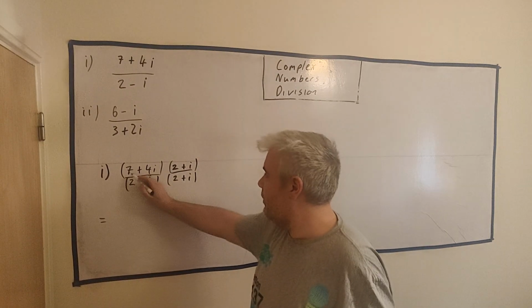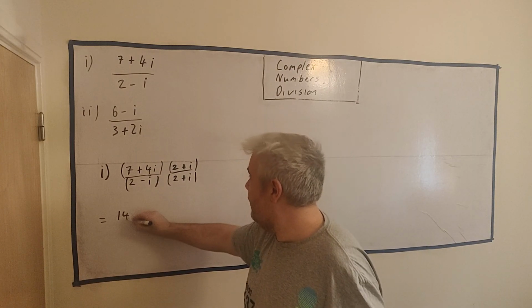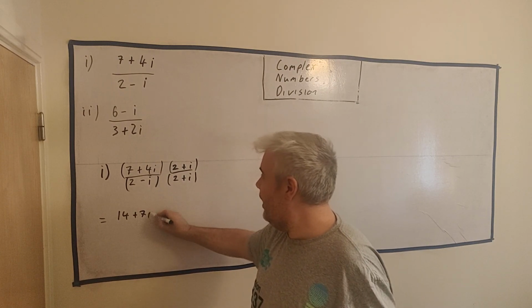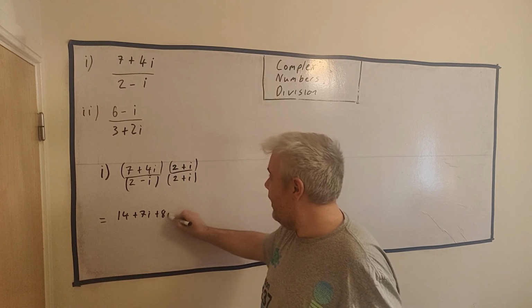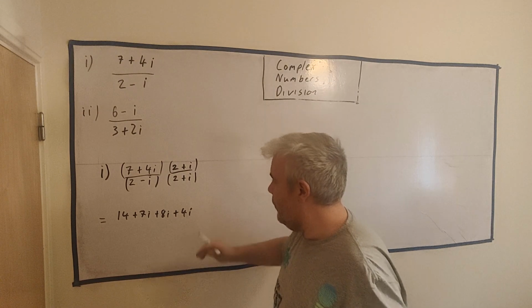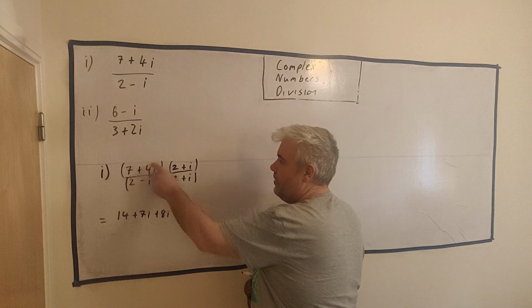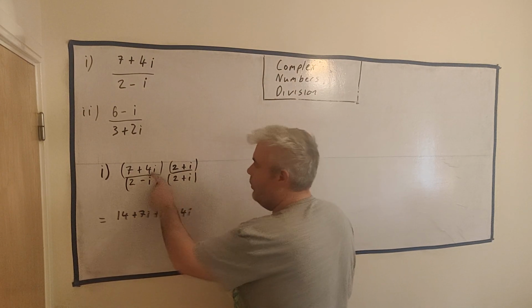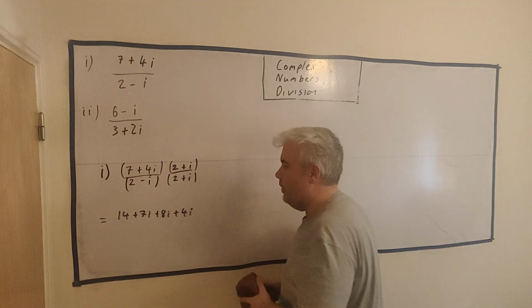The top row will be 14 plus 7i plus 8i plus 4i squared. I hope you're following there. 7 by 2, 7 by 1, 4 by 2, 4 by 1.